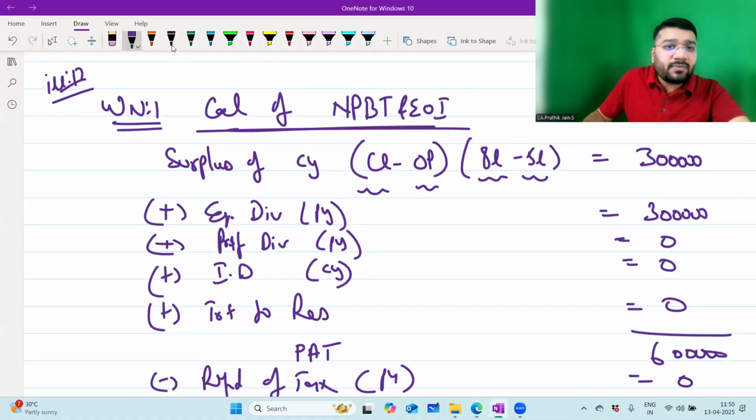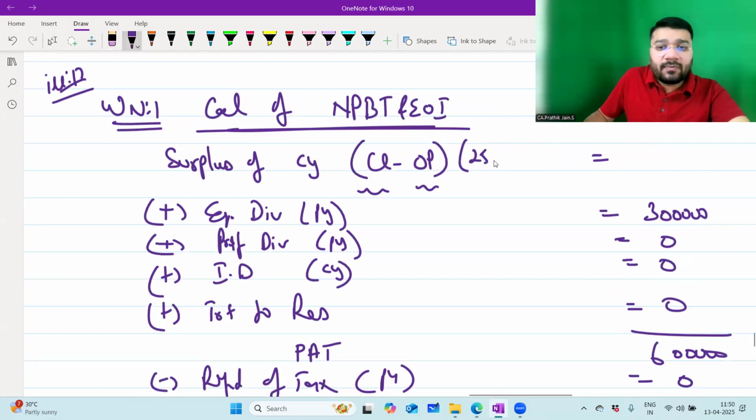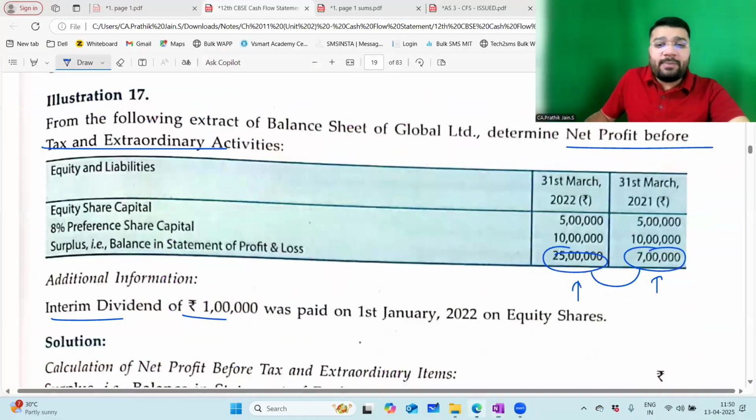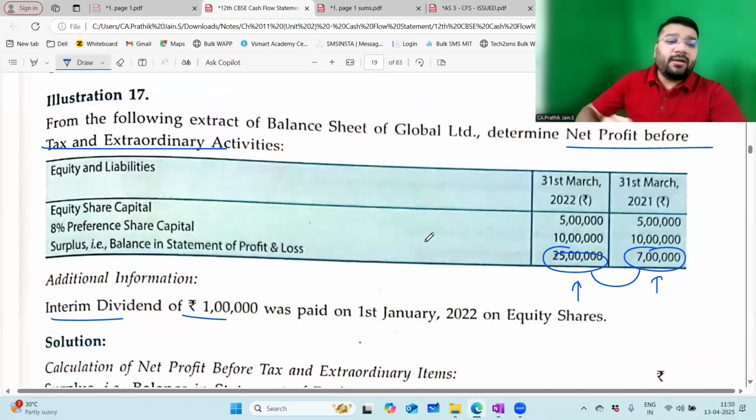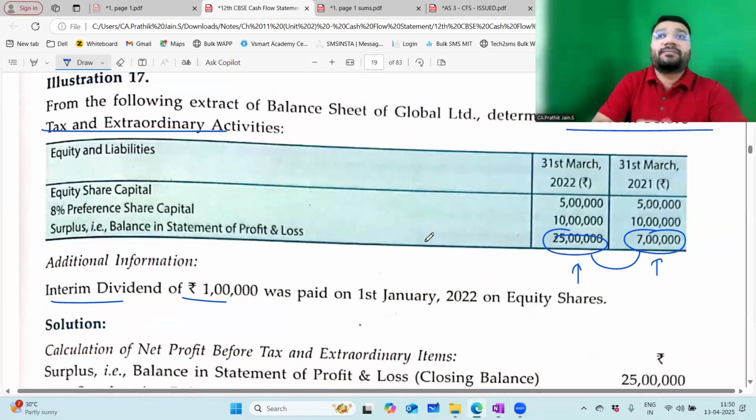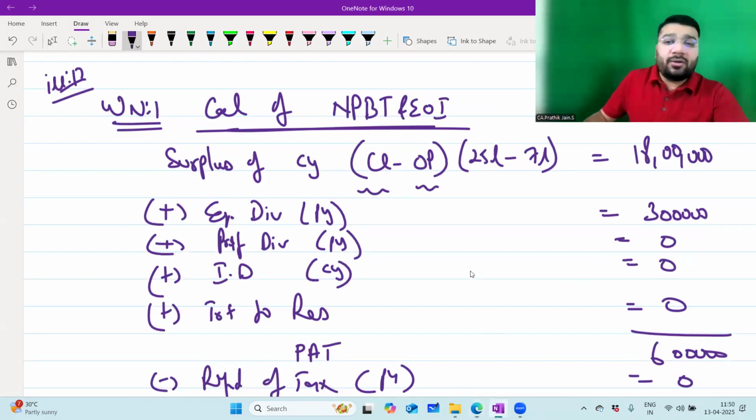Illustration 17. So please tell me, what is my closing surplus? 25 lakh rupees. What is opening surplus? 7 lakh. So what is the net profit? 18 lakh is my current year surplus. I have to go in the same order. What is the first thing that we would add? Equity dividend. Any information about the equity dividend? No. So 0 it is.